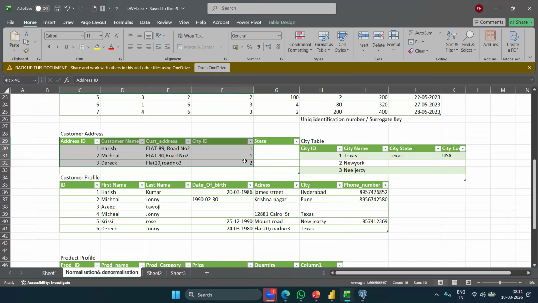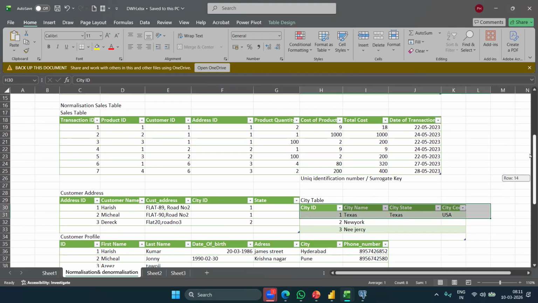Now, we all know that in a city we are going to have hundreds of customers. Instead of repeating the city name, state, and country, all these three values, I just store the city ID and I have another city table that is going to have name, state, country, or some coordinates and anything related to that, like country, postal code, all those things, right?